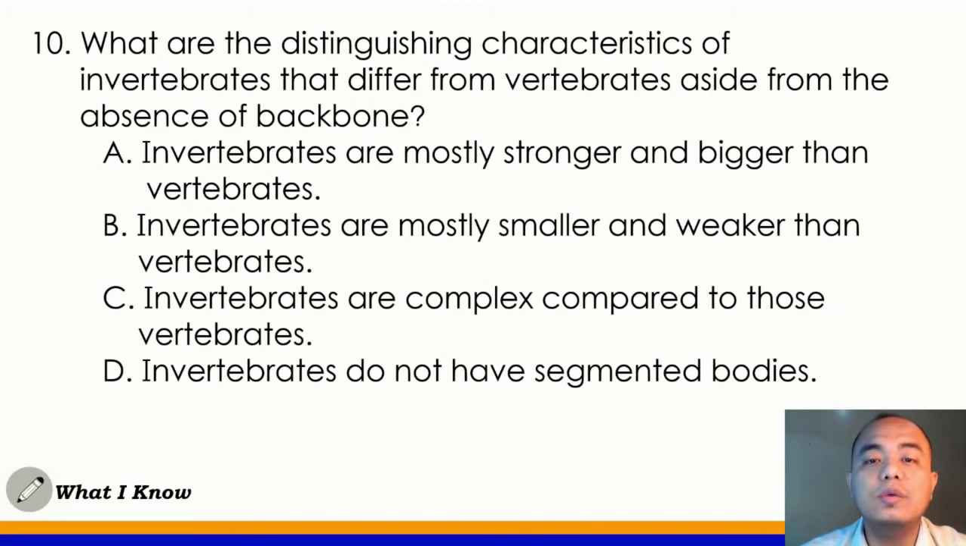Number 10. What are the distinguishing characteristics of invertebrates that differ from vertebrates aside from absence of backbone? A. Invertebrates are mostly stronger and bigger than vertebrates. B. Invertebrates are mostly smaller and weaker than vertebrates. C. Invertebrates are complex compared to those vertebrates. D. Invertebrates do not have segmented bodies. What do you think is the answer for number 10? Unsa ang nakalahi sa vertebrates ug invertebrates aside sa backbone? Yes, letter B. Invertebrates are mostly smaller and weaker than vertebrate animals.